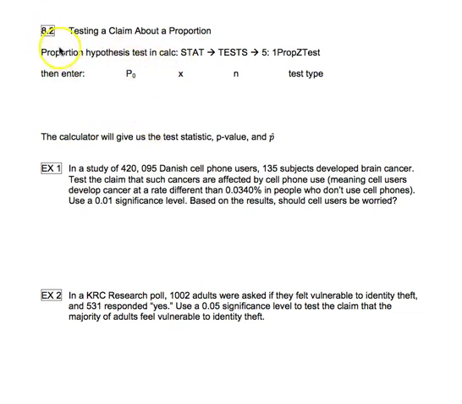overview. So in 8.2, we are specifically focusing on testing a claim about a proportion. So proportion only, not mean or anything else. So the proportion hypothesis test in the calculator, I've given you the sequence here for how you would get to it. So we go to stat, tests, and then choice 5.